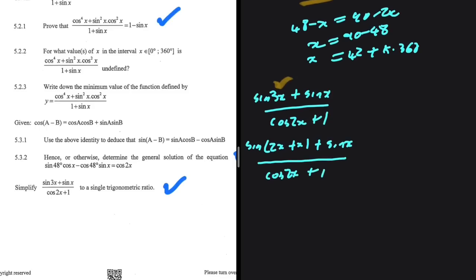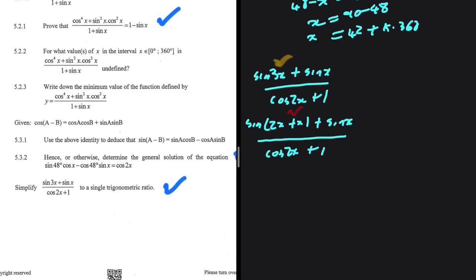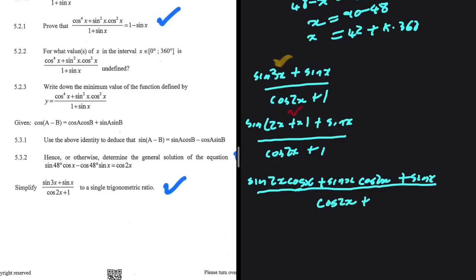If we expand sine of (2x plus x), this will give us sine of 2x cos x, okay, plus sine of x cos 2x plus sine of x. We just expanded sine of (2x plus x). Everything divided by cos of 2x plus 1. So for this step, let's write cos of 2x plus 1 as it is again.